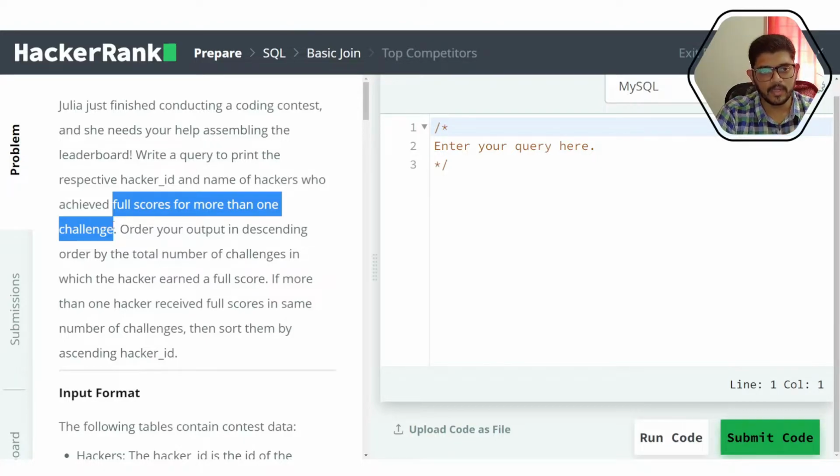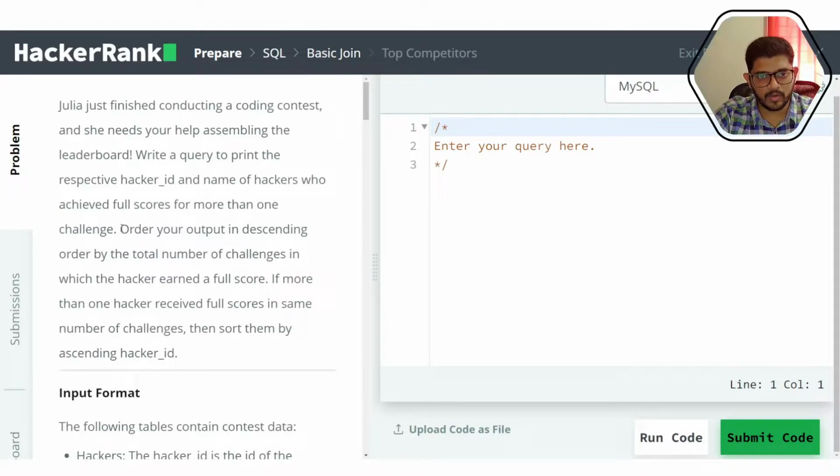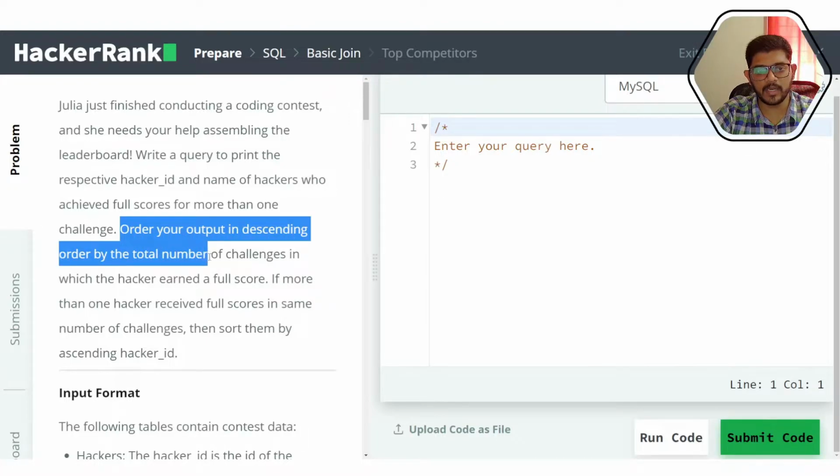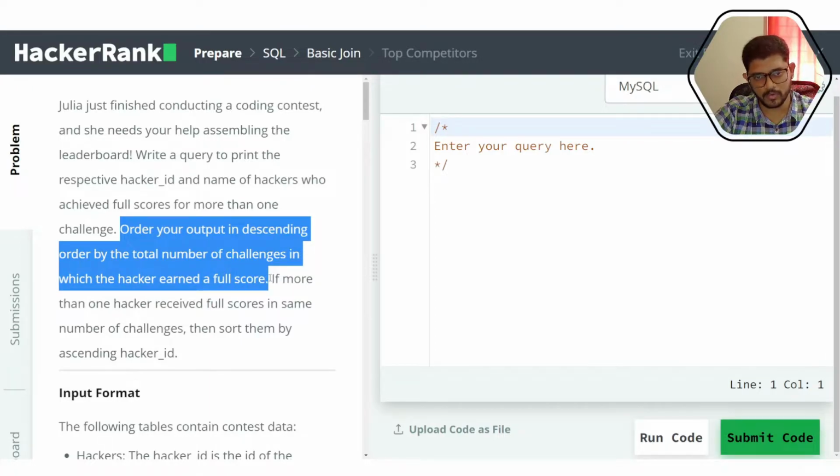Okay. Now, not just that, we will have to even order the output in descending order by the total number of challenges in which the hacker earned a full score. Okay, that makes sense. That's because we want to see the top performer. So we would like to rank them according to the number of problems in which they got full score in descending order, right? So in that way, we will have to order it.